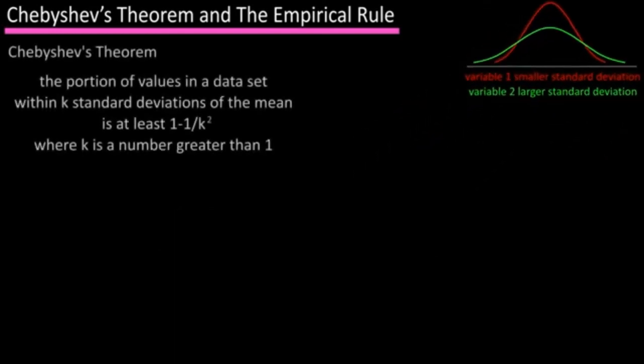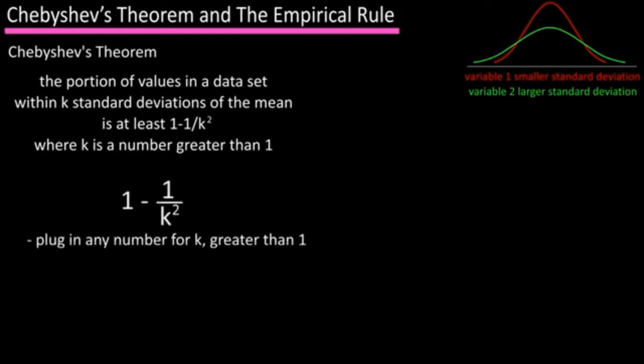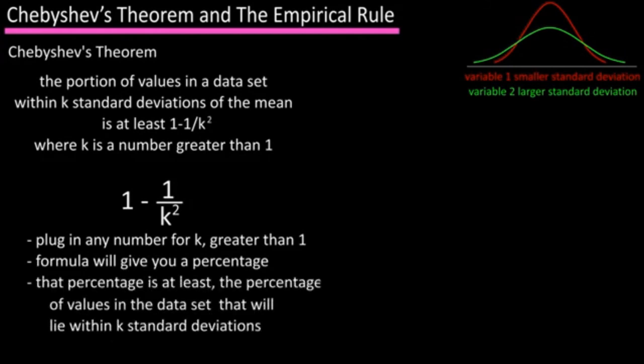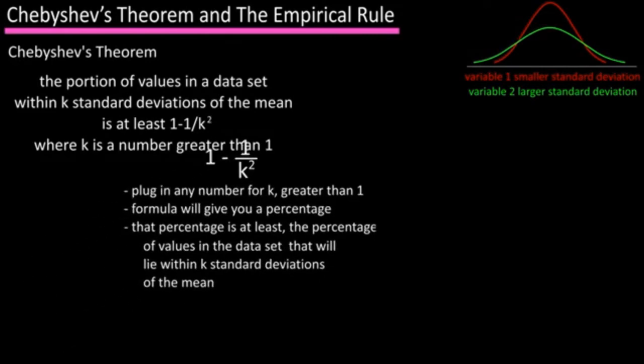Now to Chebyshev's theorem, which says the proportion of values in a dataset within k standard deviations of the mean is at least 1 minus 1 over k squared, where k is a number greater than 1. In simple terms, you can plug in any number for k greater than 1, and this formula will give you a percentage. That percentage is at least the percentage of values in the dataset that will lie within whatever number you plugged in for k standard deviations.